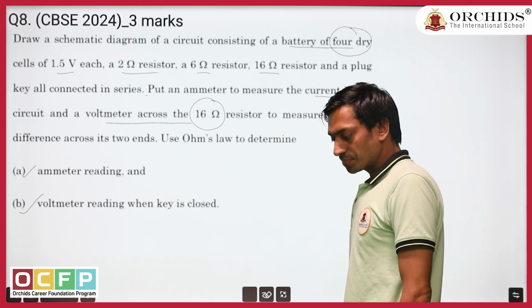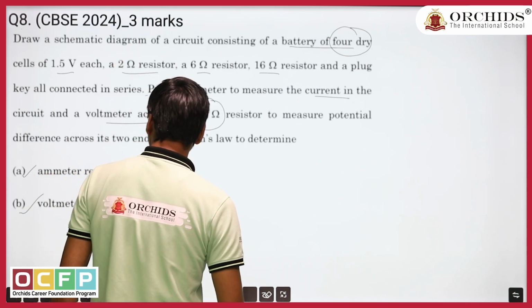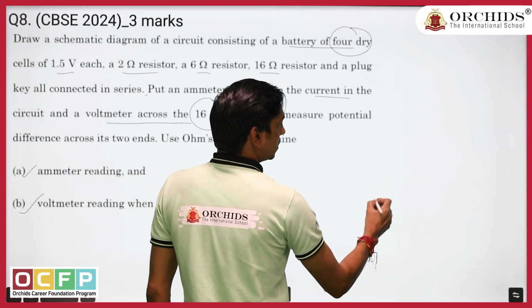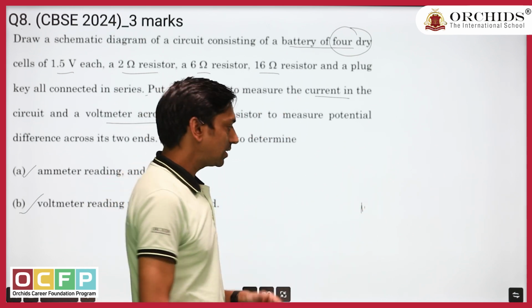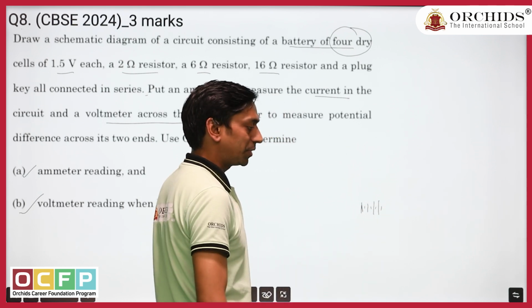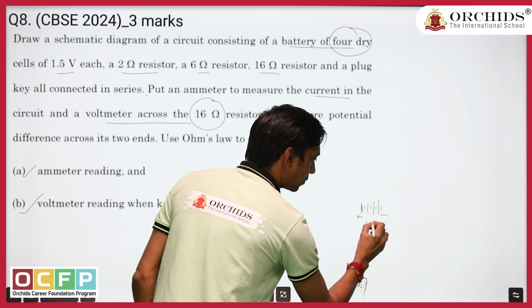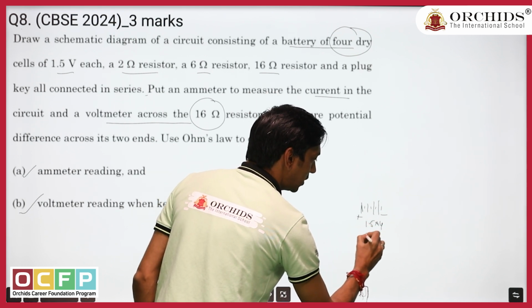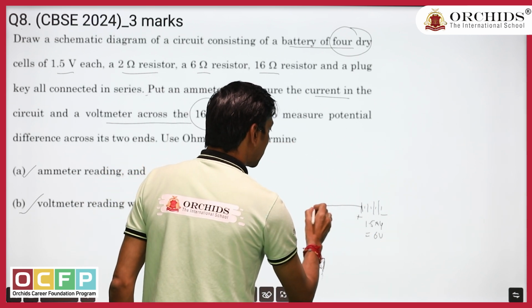Now let's start drawing the circuit diagram. So we are having first of all 4 cells of 1.5. So the cell is represented by positive and negative terminal, but it is a combination of 4 cells. So you have to represent the 4 cell combination. One side is positive, another side is negative, and each is 1.5. So total we are using how many? 4. Overall voltage of the battery is 6 volt, and along with that we are connecting what?